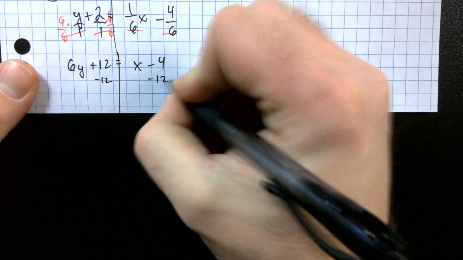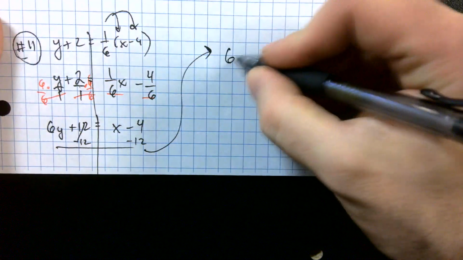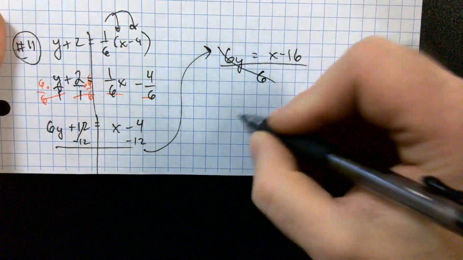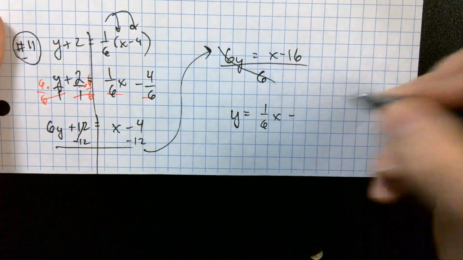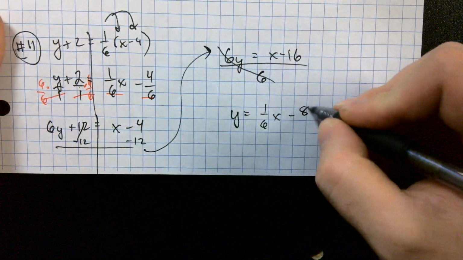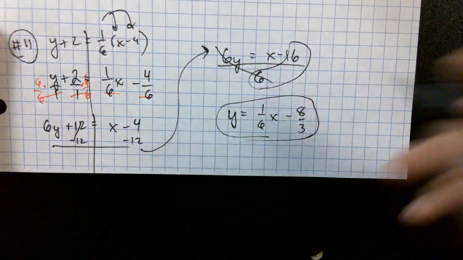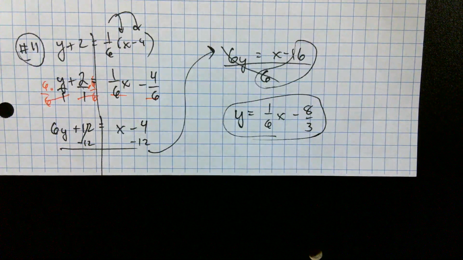I'm going to subtract 12, bringing it up here. I get 6y equals x minus 16. And then I divide by 6. y is equal to 1/6 x minus 8 over 3. If I simplify, 16 over 6, cancel out a 2, and I get 8 over 3. You got it right? That's good. Fractions always make our lives harder, but it's important for us to understand them. All right?